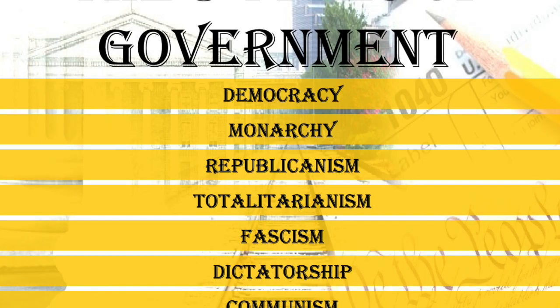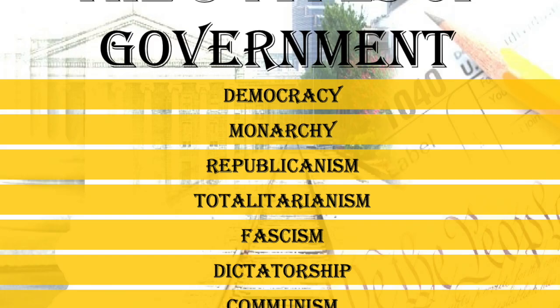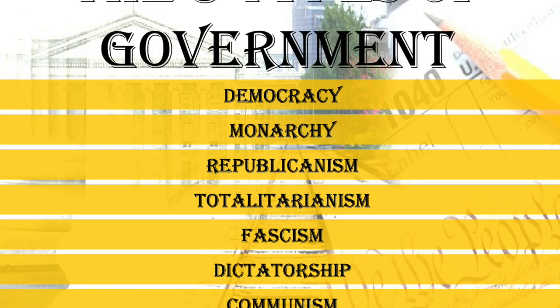And this is where a set of beliefs is imposed on the people who have to conform or they face unpleasant consequences. This form of government came into being in the 1920s when the fascist governments of Italy and Nazi Germany came into power.